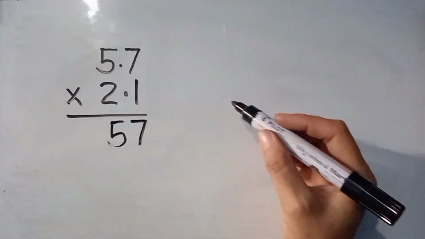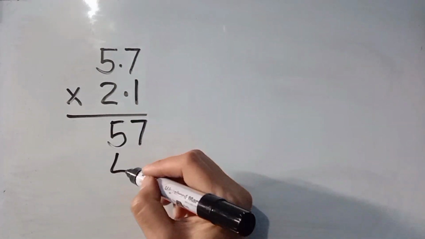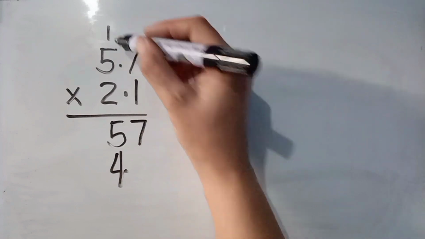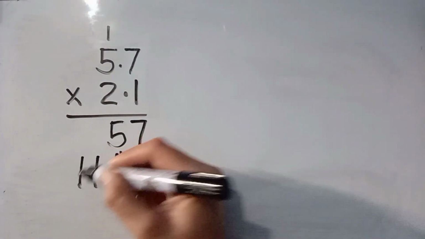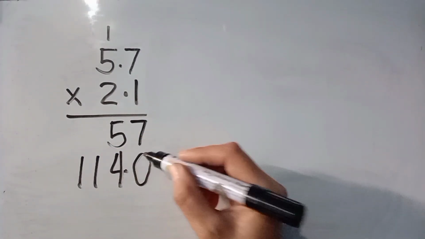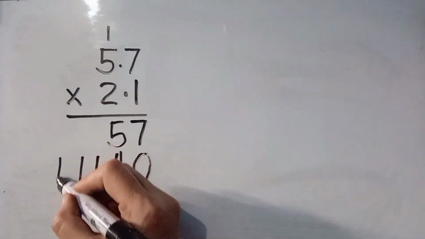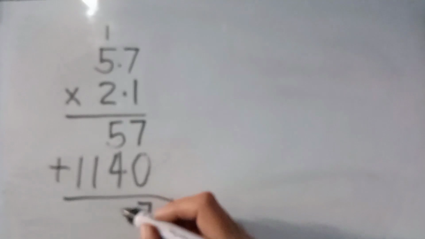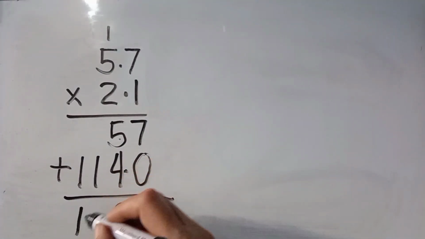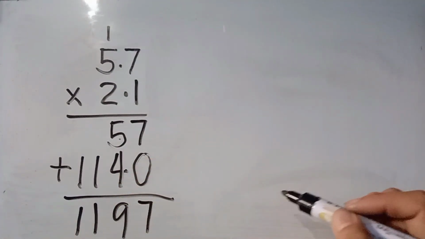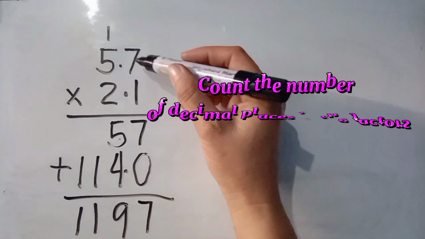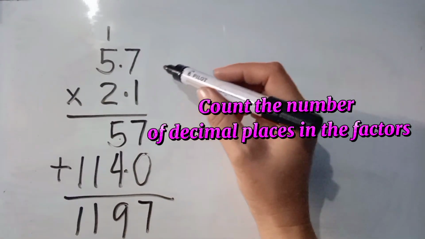Okay, next is 2 times 7, the answer is 14. Carry up 1. 5 times 2 is 10, plus 1, the answer is 11. Okay, so just put 0 here. Okay, let's add. 7 plus 0, the answer is 7. 5 plus 4, the answer is 9. Just bring down 11.